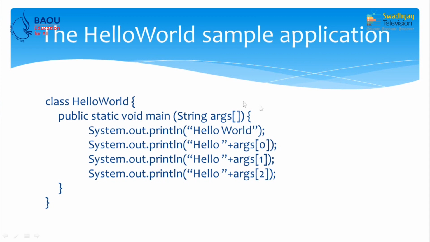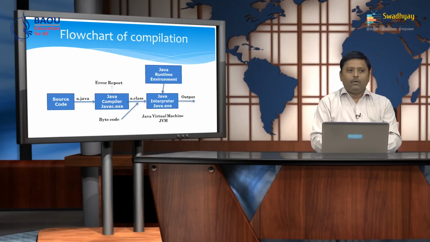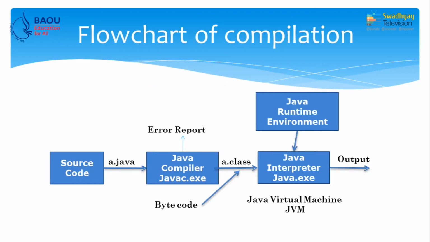So, our sample application takes a command line argument, and whatever is provided as a command line argument is displayed using System.out.println. So, now we discuss the flowchart of the compilation process.